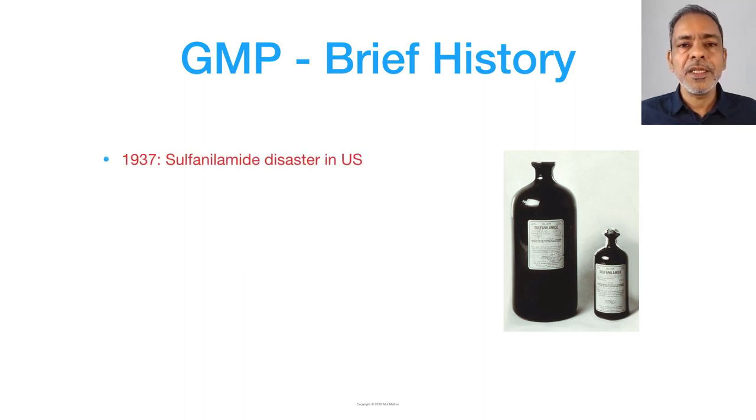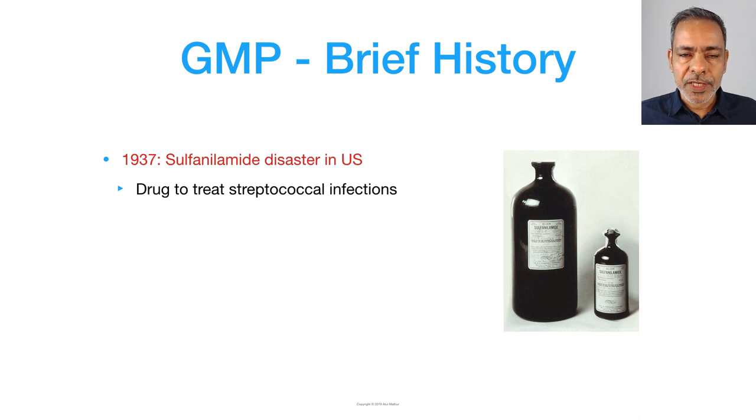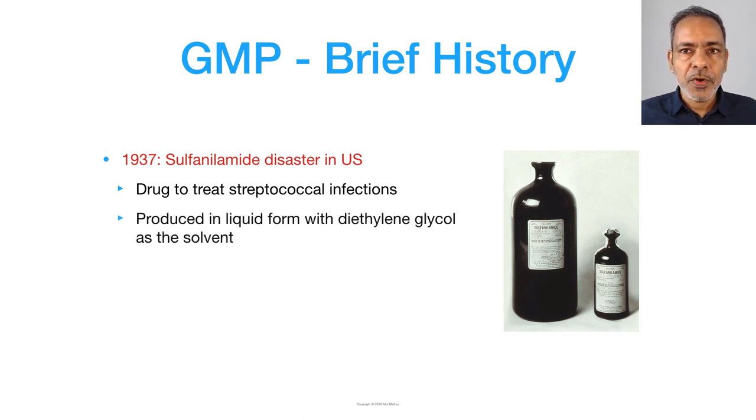Let's start in 1937, when the sulfanilamide disaster struck the US. Sulfanilamide was a drug used to treat streptococcal infections. But until then, it was not available in liquid form. Then, in response to market demand, the company making this drug decided to manufacture it in liquid form, and they used diethylene glycol as the solvent for this new liquid drug.